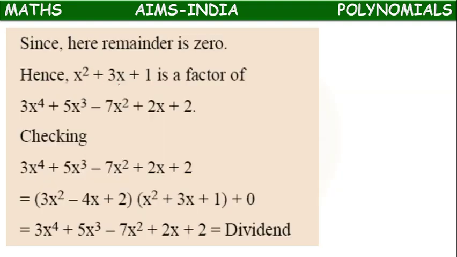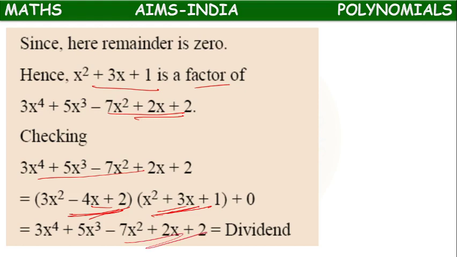So this is a factor of this one. Okay. So this is the dividend. If you multiply the divisor and quotient, then we will get the dividend. So division algorithm is verified. Okay, children.